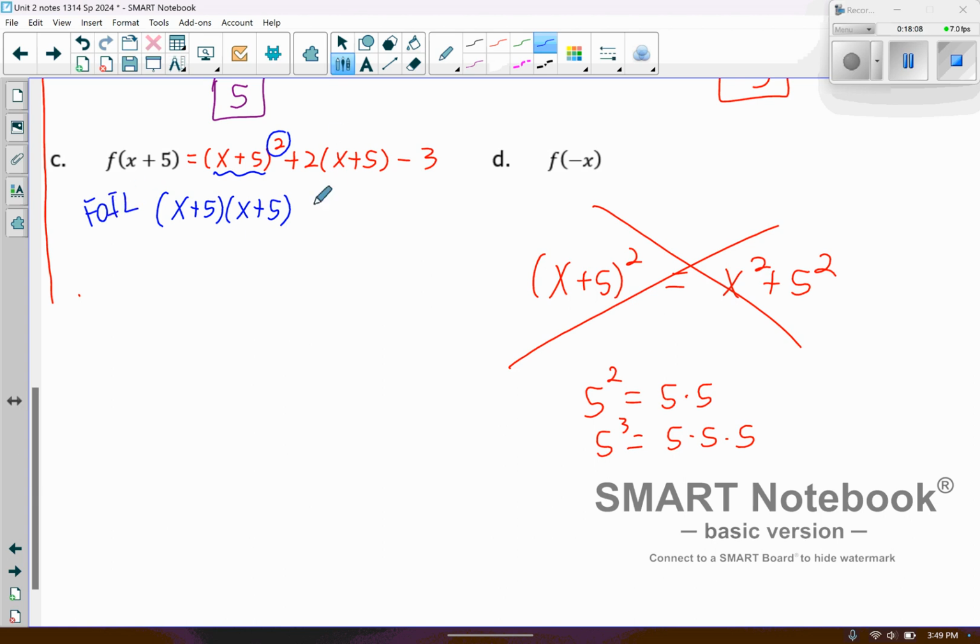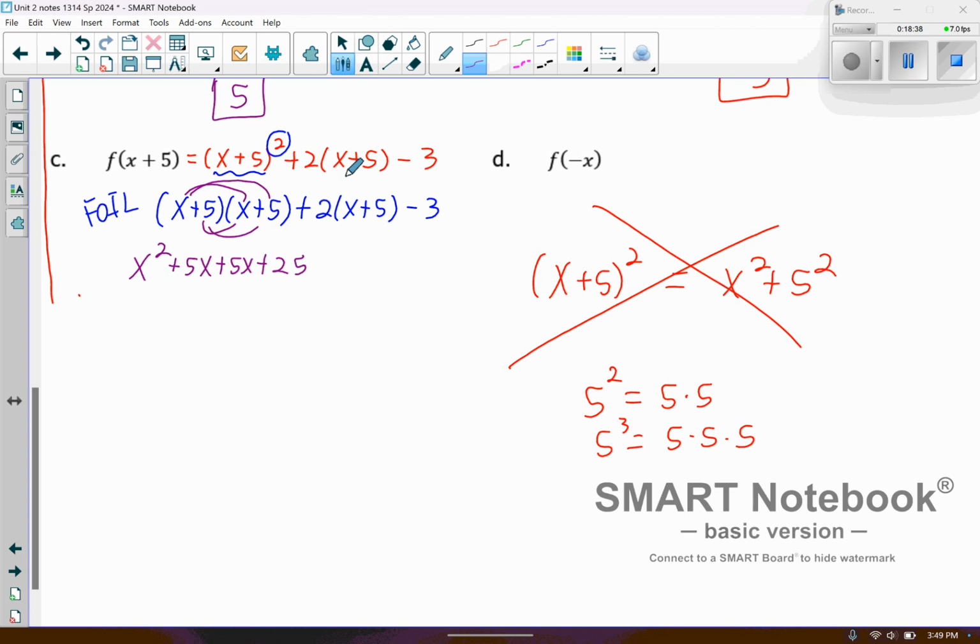But let's see, what else do I have here? I have plus 2 times x plus 5 and minus 3. I don't want to forget about all that stuff. Okay, so now I'm ready to FOIL this. So let's see. X times x is x squared. X times 5, that would give me a plus 5x. 5 times x, that gives me another 5x. And then 5 times 5 is 25.